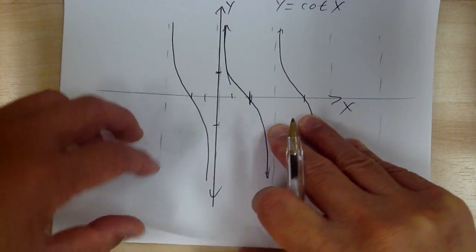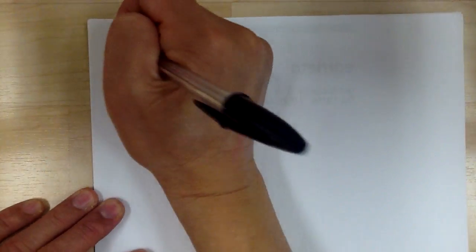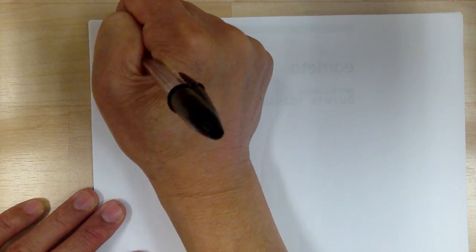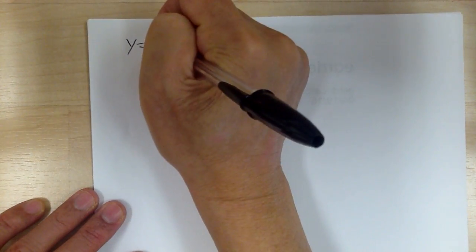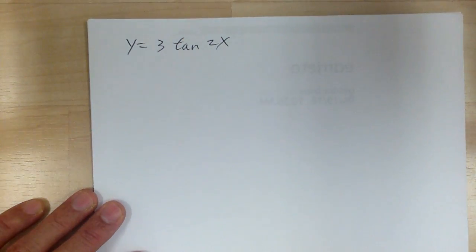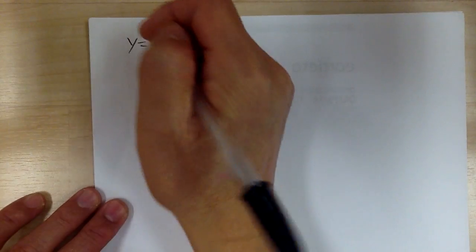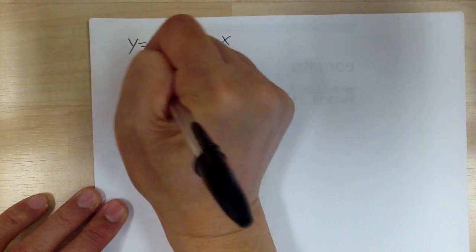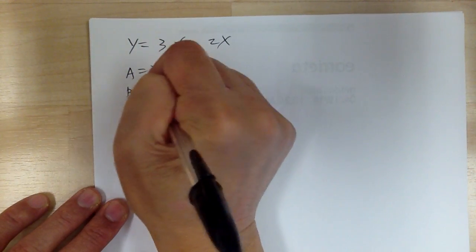So let's do one example of tangent and one example of cotangent. Okay, so let's say you have the graph of y equal to, again, let's try 3 tangent of 2x. So again, a equal to 3, b equal to 2.